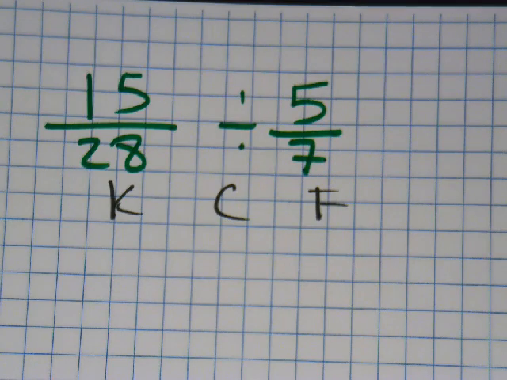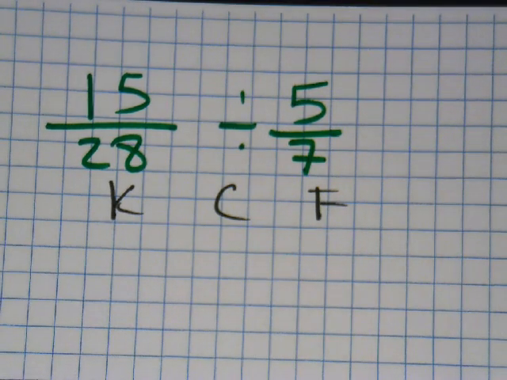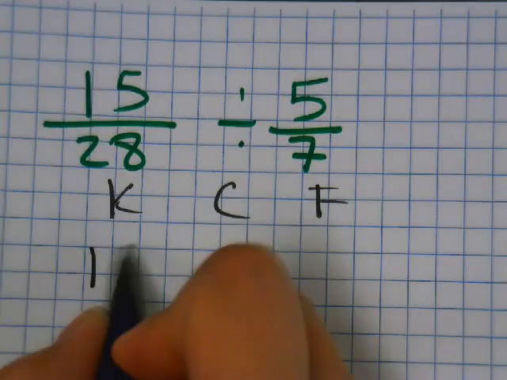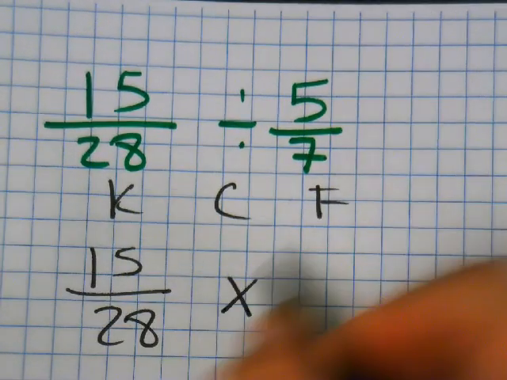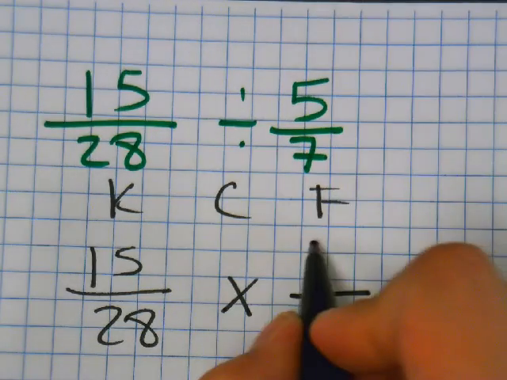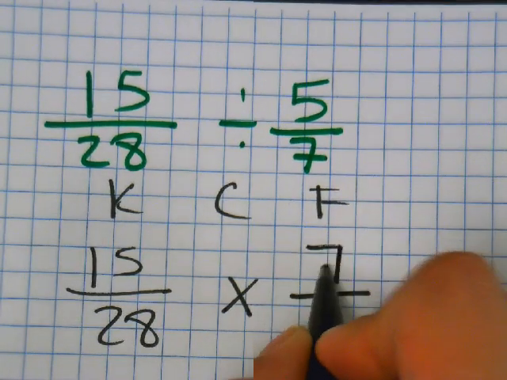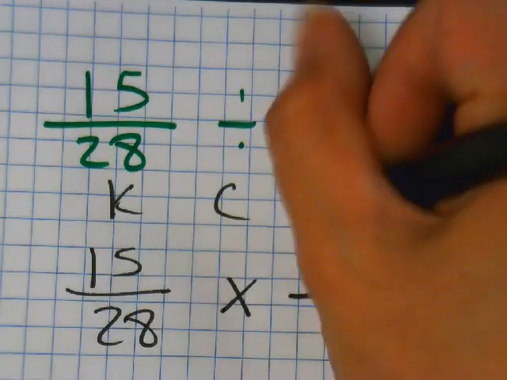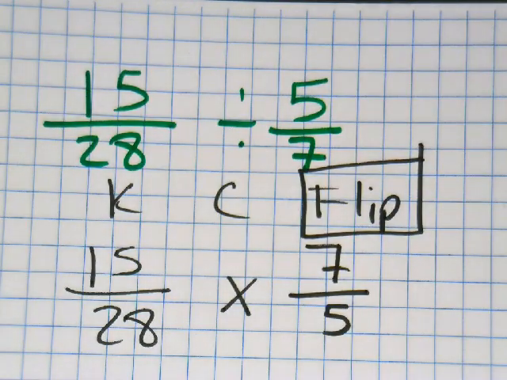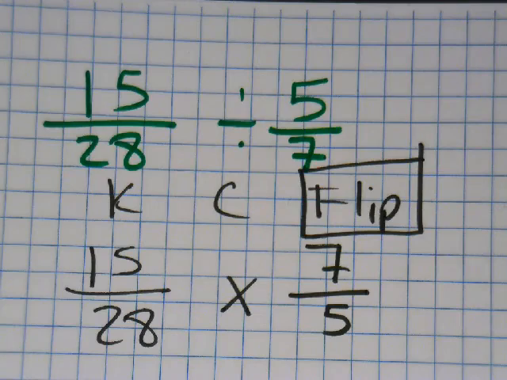15 over 28. Okay, so what's our two new fractions? 15 over 28 times what? Times 7 over 5. You have to flip. If you do not flip, you get it wrong. You have to flip the second fraction because we changed division to multiplication, you have to do the reciprocal.